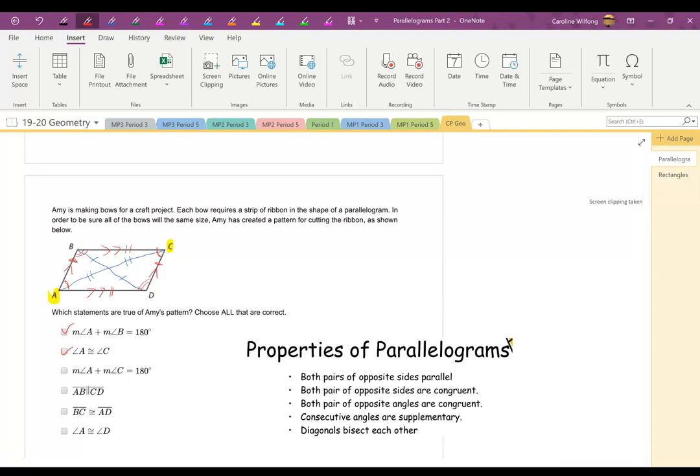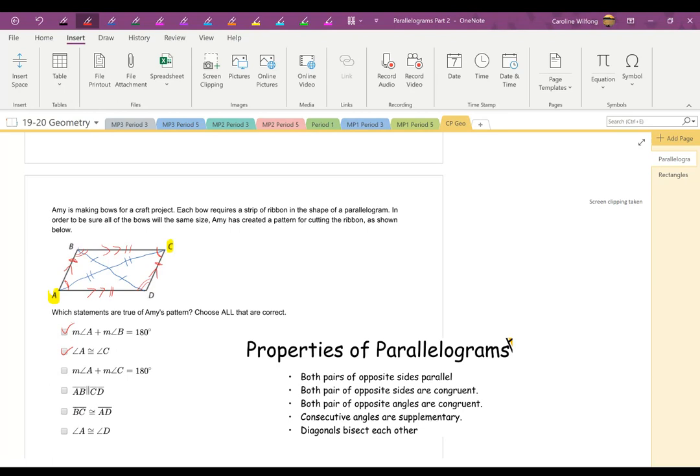The next one is the measure of angle A plus the measure of angle C is 180 degrees. Well, they don't tell us that the opposite angles are supplementary. They told us that the opposite angles are congruent. So that is not going to be one of our selections. It does not meet the properties of a parallelogram.